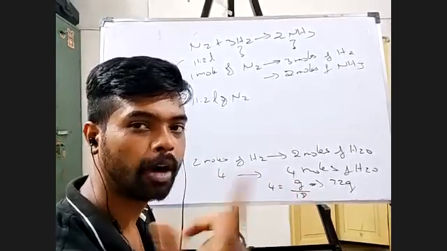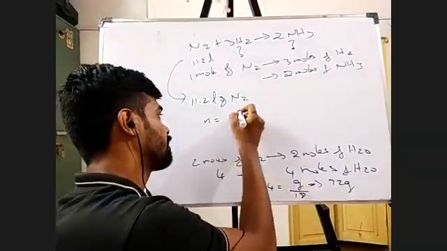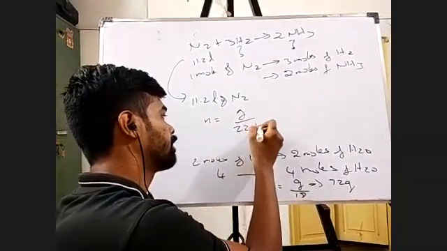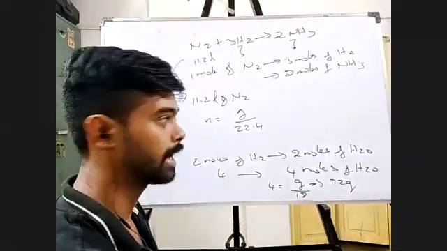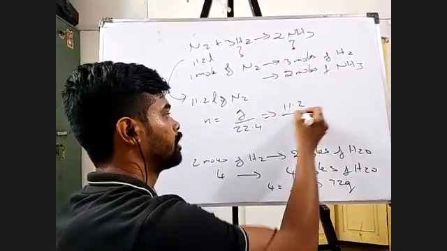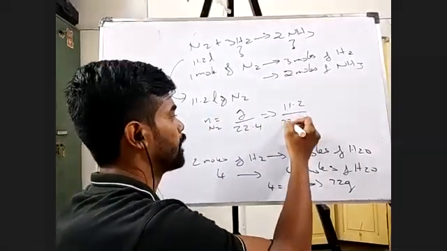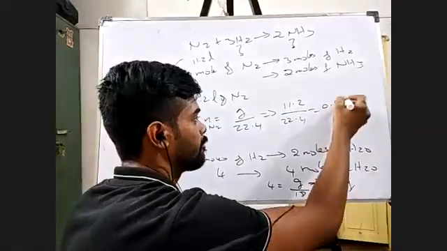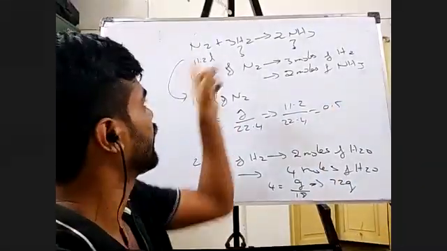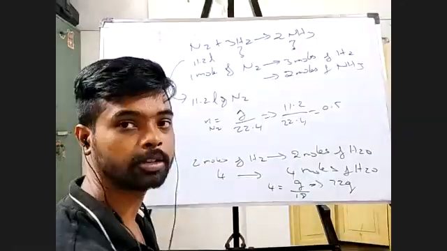And I gave you a formula relating number of moles and volume. Number of moles is equal to given volume divided by 22.4 liters. Now what is the given volume here? 11.2. So this is the number of moles of N2: given volume divided by 22.4. So can I say I have 0.5 moles of N2 present? Right, 0.5 moles of N2 is present.